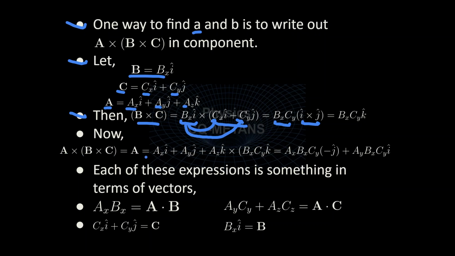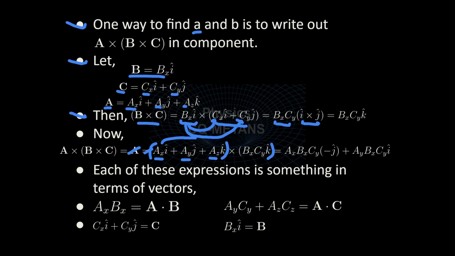So vector A is Ax I cap plus Ay j cap plus Az k cap. And what is this B cross C? B cross C is this Bx Cy k cap.